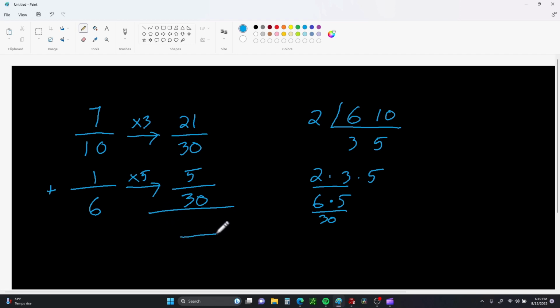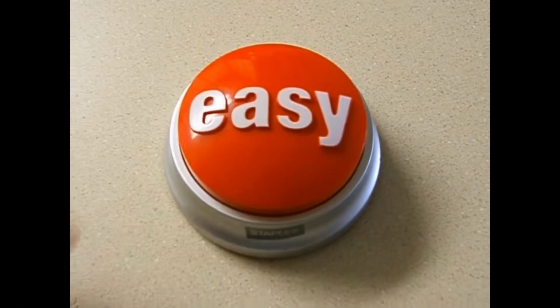Now, when I'm adding fractions, I only add the numerator, so I bring down the denominator, and when I add these, I get 26. And it turns out that I'm able to reduce this fraction, and both the top and the bottom are divisible by 2. So 26 divided by 2 is 13, and 30 divided by 2 is 15. And then that's our final answer. And we're done. That was easy.